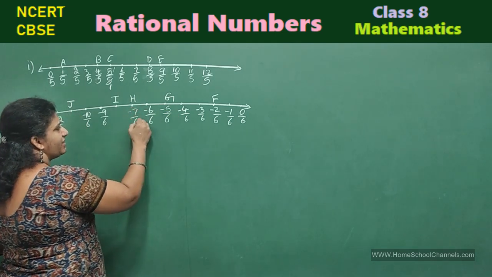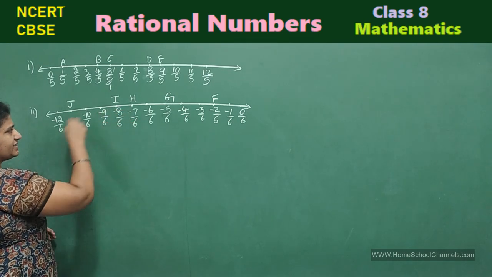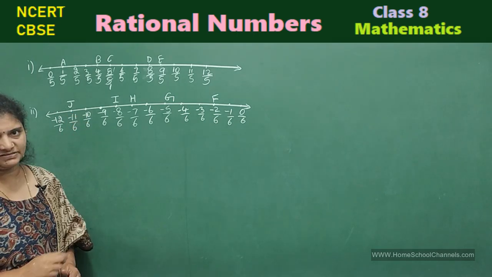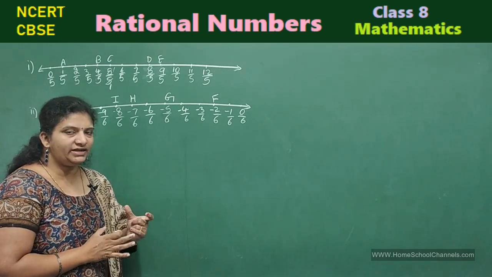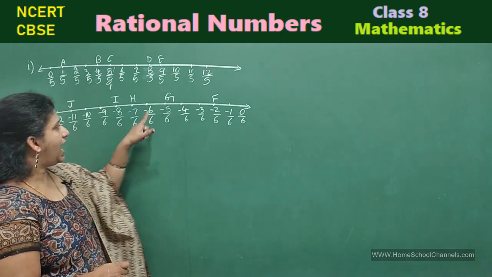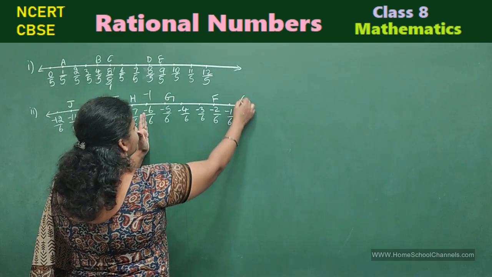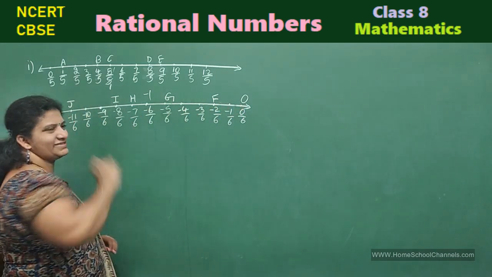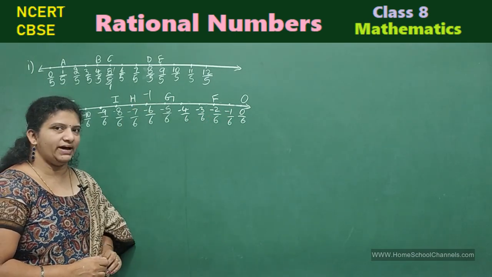H is minus 7 by 6. I is minus 8 by 6, minus 9 by 6, minus 10 by 6 and this will be minus 11 by 6. Like this, what you need to understand here is that each unit is divided into 6 equal parts. 0 is here and minus 1 is here. Right? From 0 and 1, observe carefully: 1, 2, 3, 4, 5, 6. Yes, each unit is divided into 6 equal parts.